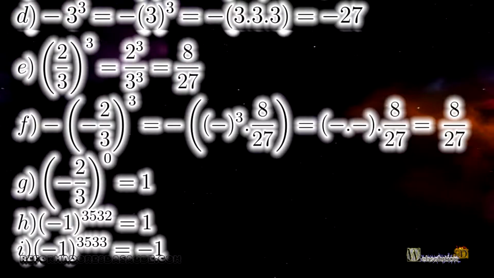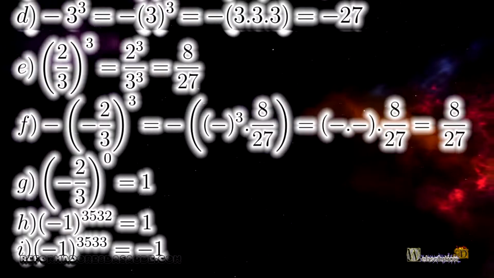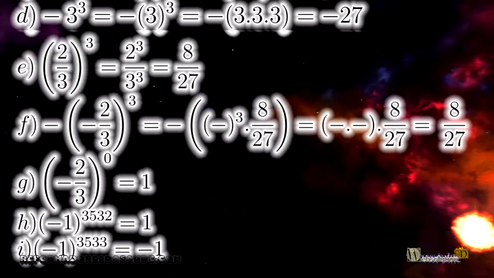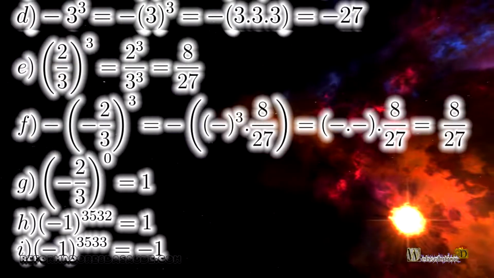In another we have minus 2 over 3, all of it raised to 0. Now, every number raised to 0 is 1.